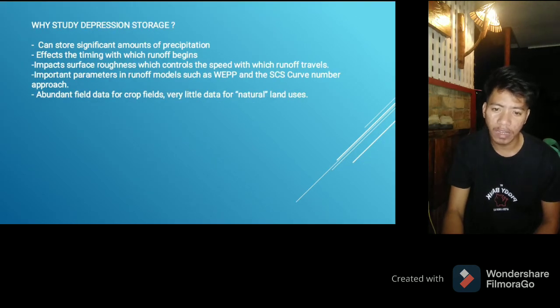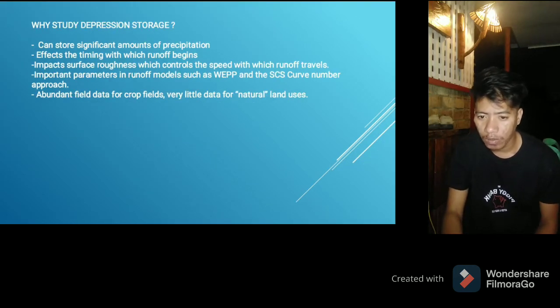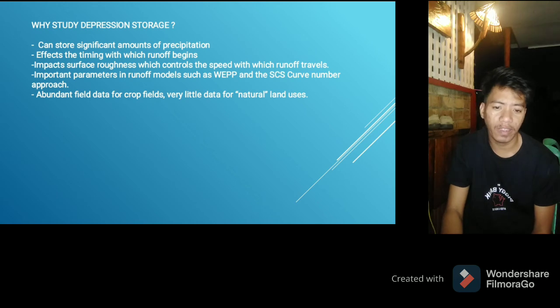So why do we need to study depression storage? So we can store a significant amount of precipitation. We can know the effects on the timing at which runoff begins. We also get an idea of the impact of surface roughness, which controls the speed with which runoff travels. These are important parameters in runoff models such as WEPP and the SCS curve number approach. Abundant field data exist for crop fields, very little data for natural land uses.